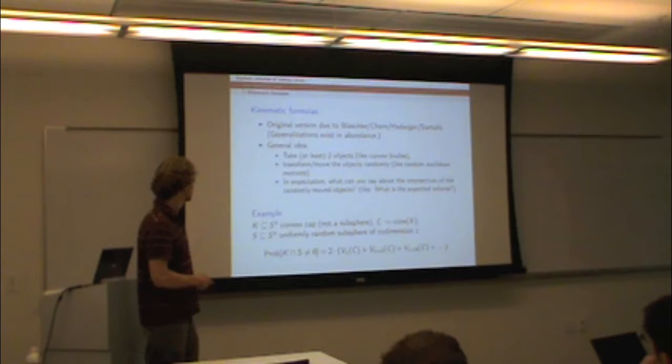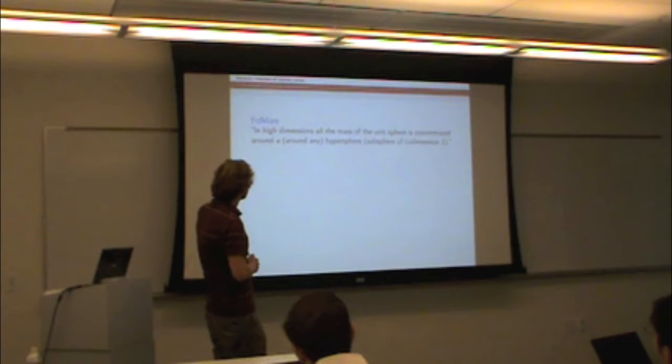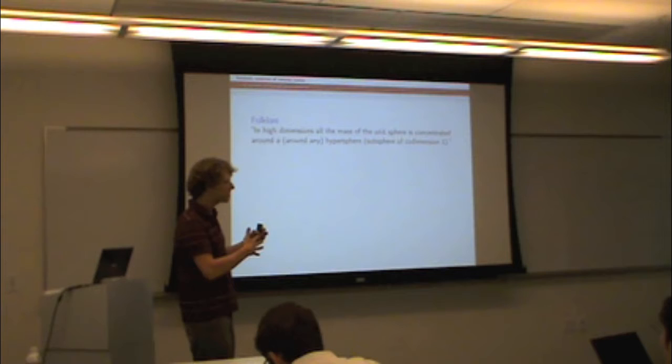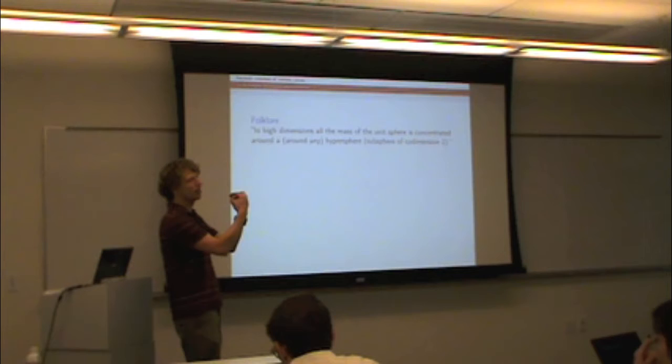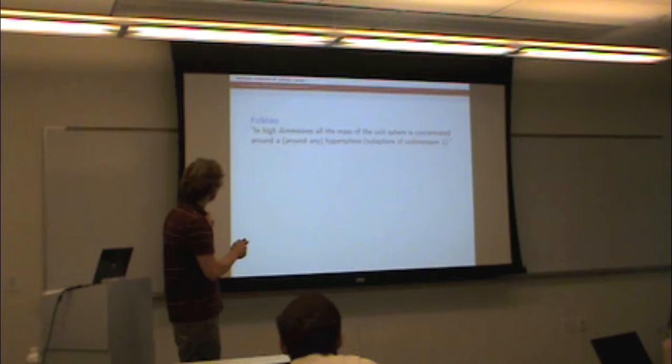Okay. Right. But now let's finally get to this nice application that I promised you. Maybe you've heard the saying that in high dimension, if you look at the mass of the unit sphere and you basically look at the subsphere of codimension 1, then all the mass of the unit sphere is concentrated around a strip of this hypersphere, no matter how small the strip around the subsphere actually is. Maybe you've heard about this, but maybe not, but what does it mean formally?